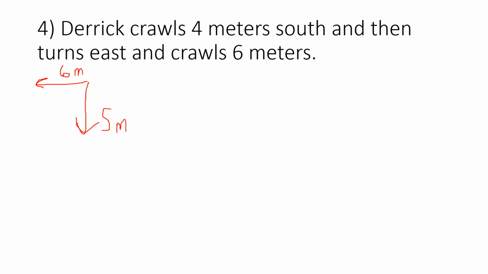And I should have added, I want to know distance and displacement on this, just like the others. So total distance Derrick traveled would be 11 meters. But his total displacement is from this starting point to this ending point, and that's what we don't know. So that's when we use that Pythagorean theorem. So a squared plus b squared equals c squared, and our unknown is that c squared.